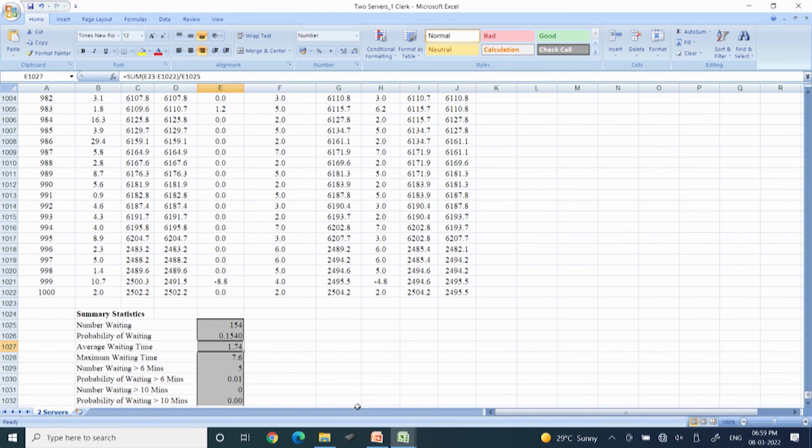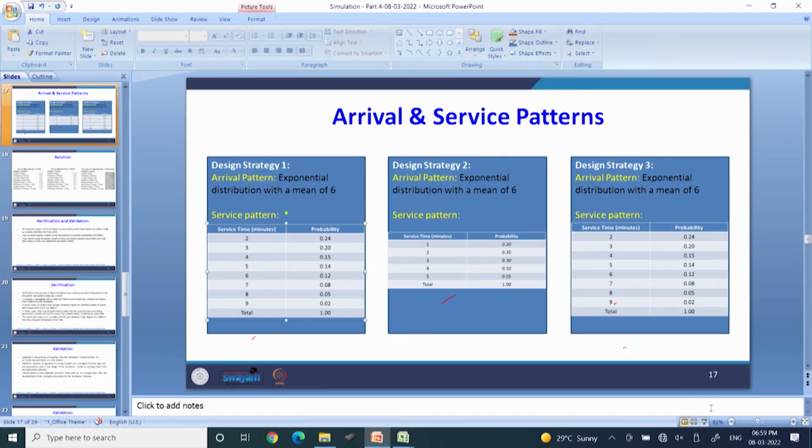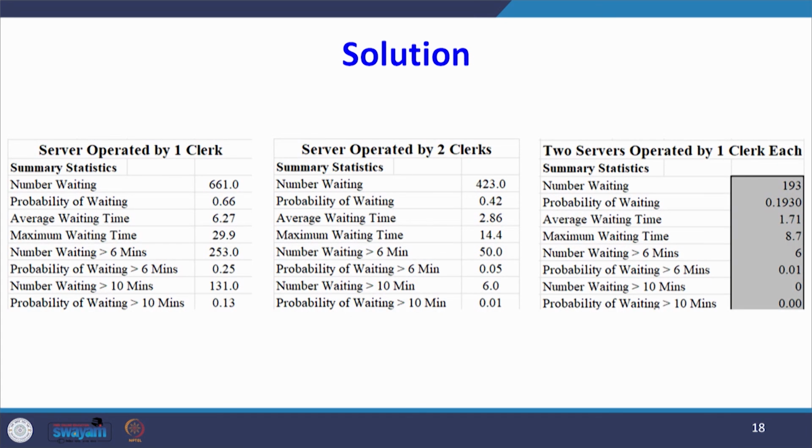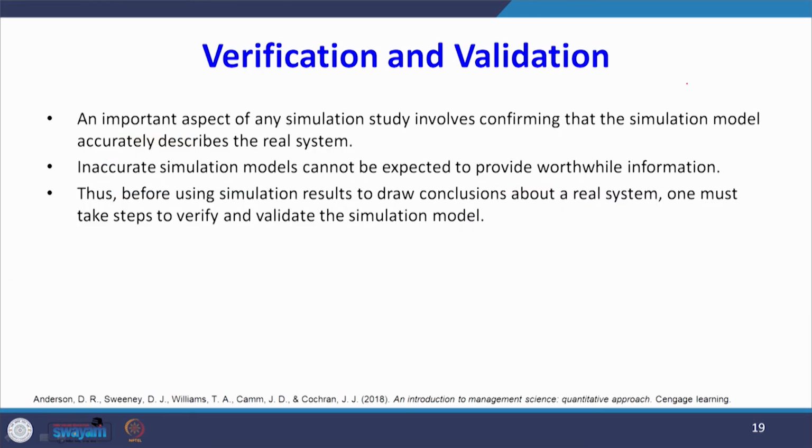Now, I will go back to the presentation. We have seen what is more important for us. The average waiting time is 6.27 here, 2.86 here, and 1.7 here. So, we are recommending the third design. What is the third design? 2 servers operated by 1 clerk each. Now, we will go for simulation verification and validation.